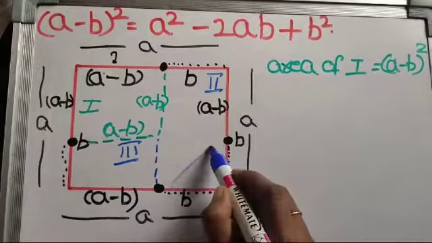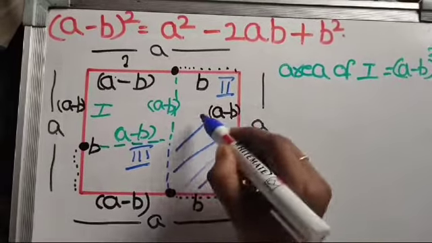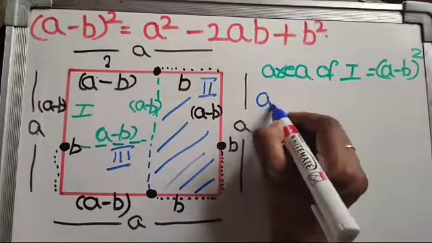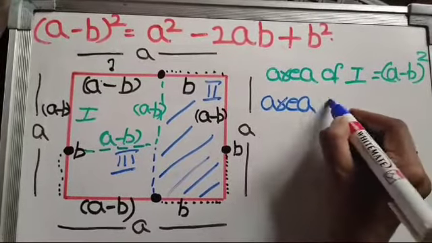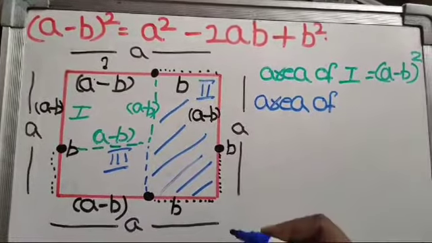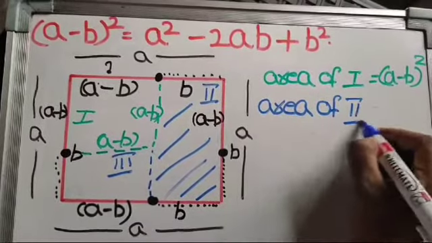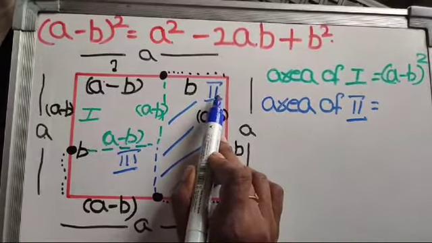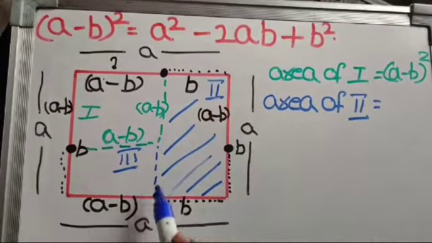So in order to represent it, I am just shading that. It will be easy for you to recognize that. So now we have to find the area of the second one. That means the rectangle. It is in the form of a rectangle. So what is the area of a rectangle formula? Which is length into breadth.